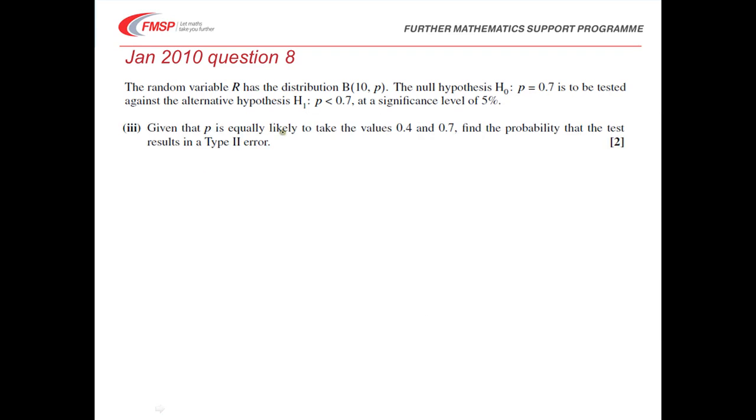Okay, so given that P is equally likely to take the values of 0.4 and 0.7, find the probability that the test in total results in a type 2 error. Well, you've got half the probability of being 0.7, you've got half the probability of being 0.4. Okay, so this is really quite nice. So you've got half the probability of making a type 2 error, really. So given that you're not in the critical region when you shouldn't be, that's only going to happen half of the time. So it's going to be 0.5 times 0.3669, which is going to give me 0.18345.